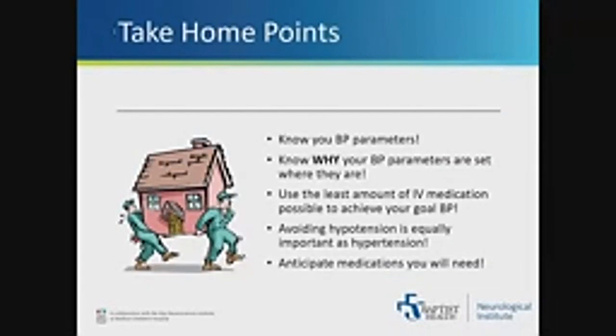Take-home points of this lecture would be to know your blood pressure parameters, know your orders, know why your blood pressure parameters are where they're at. And if you don't, just ask somebody, why are we 140 instead of yesterday we were 180? So use the least amount of IV medication to achieve the goal blood pressure, and avoid hypotension because it's equally as important as hypertension.